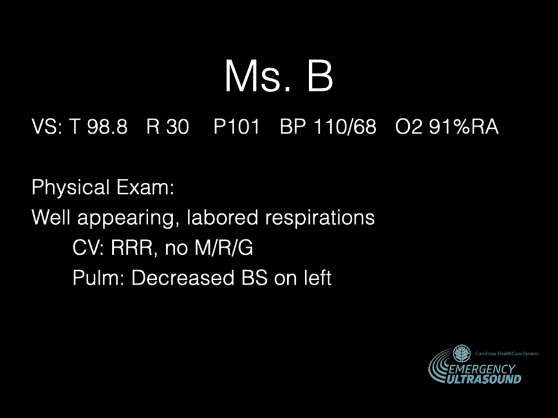As you do your physical exam, you reveal that she is afebrile, but she has an increased respiratory rate to 30. She's a little bit tachycardic, and she is satting only 91% on room air. She's well appearing, in no acute distress, but she does appear to have some labored respirations. When you examine her lungs, you find that she has decreased breath sounds on the left. So what do you want to do to work this patient up?